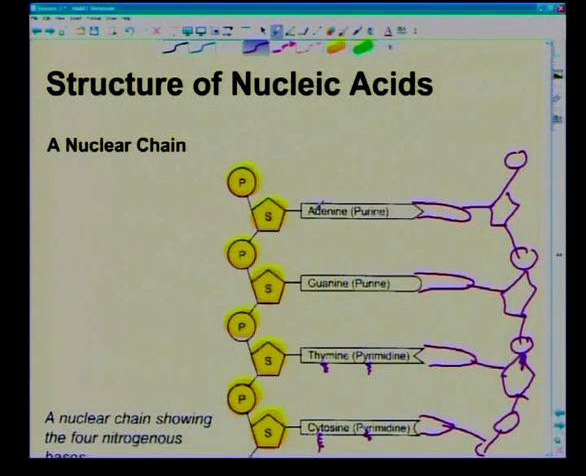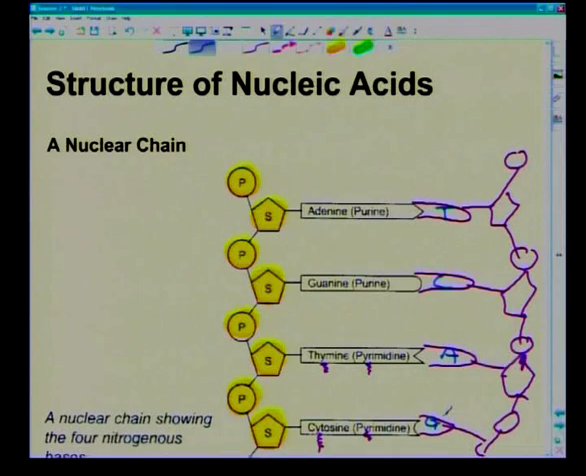So, if that is adenine, then this side must be thymine, because it must be a pyrimidine. Guanine is a purine, so cytosine is the pyrimidine. Thymine is the pyrimidine. It will always bond with an adenine, which is a purine. Cytosine, which is a pyrimidine, will go with guanine, which is a purine.